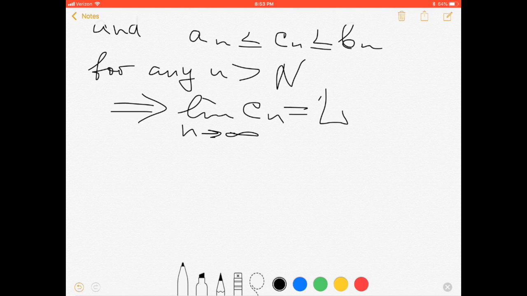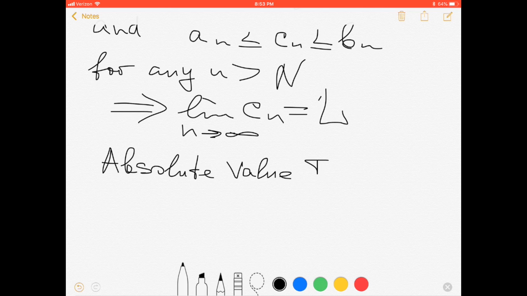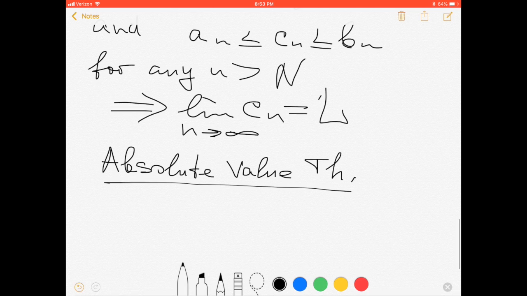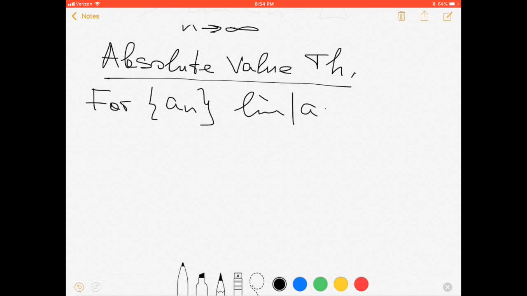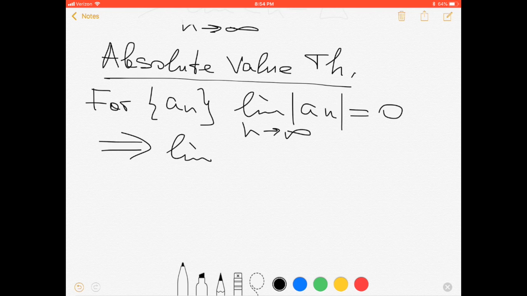We have one more theorem, the absolute value theorem. It tells us, for a sequence a_n, if the limit of the absolute value of a_n equals 0, then it means the limit of a_n is equal to 0 too.